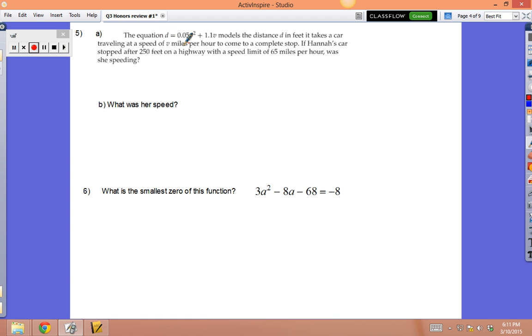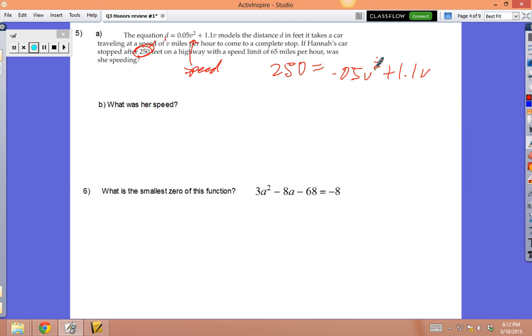So in this formula right here, the v is the speed and d is distance, and they want you to find the speed based on this distance. So let's take this distance and let's substitute it into our model. So it's going to go in for the d. So it's going to be 250 is equal to 0.05 v squared plus 1.1 v.